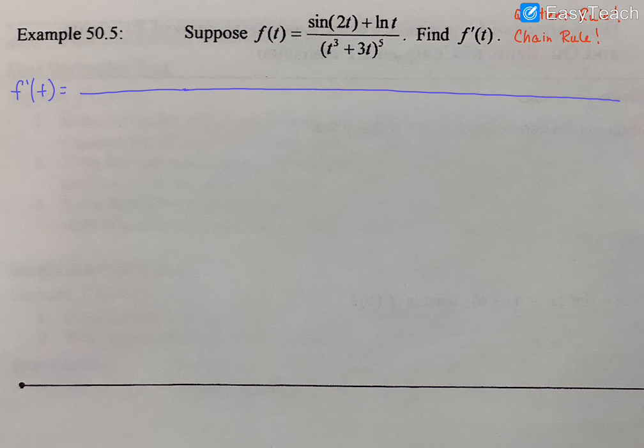Okay, quotient rule. The derivative of the numerator times the denominator. So the derivative of the numerator. The derivative of sine of something is cosine of something. Don't forget right there before you go on, times the derivative of something. So what's the derivative of 2t? And that is 2. So I'm going to go ahead and put that 2 out front of the cosine 2t. Plus, we still have to do the derivative of natural log of t, which is 1 over t.